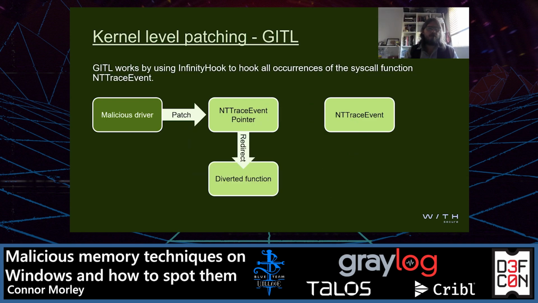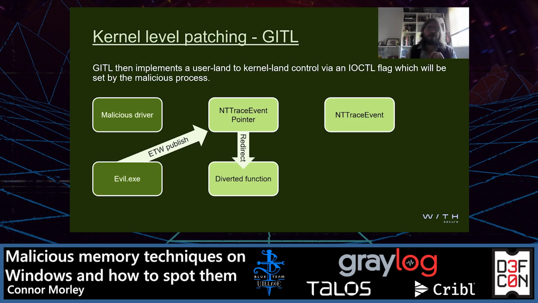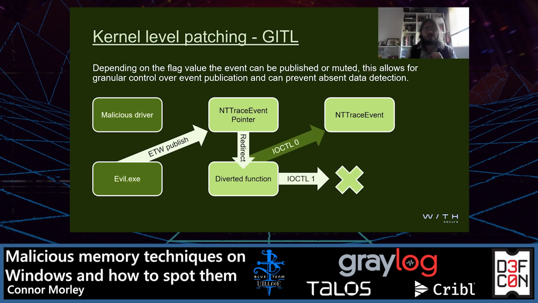Ghost in the Log works in the same way, but where the hook has been implemented, it only monitors for one particular syscall function, the anti-trace event pointer. Now, when it detects this, it will divert to the hooked function. And the hooked function will determine, against an IOCTL or IO control flag from the user space, whether or not publication to the anti-trace event will occur. Now, this is important because Ghost in the Logs allows for user land control of a kernel level monitoring element.